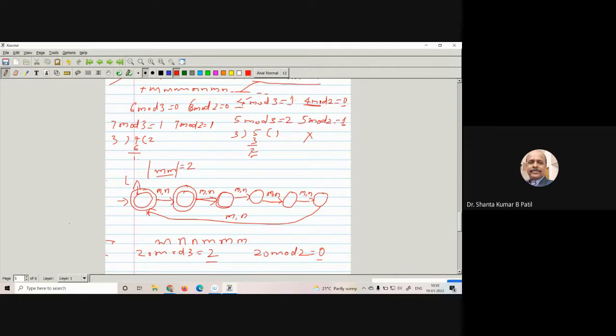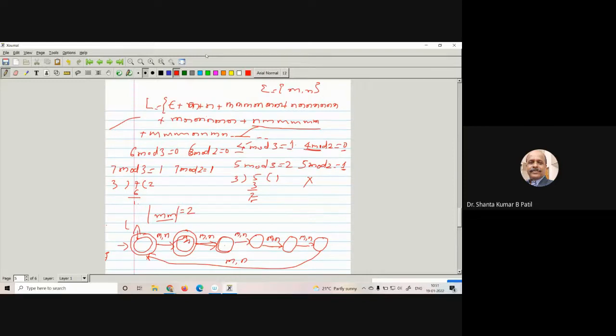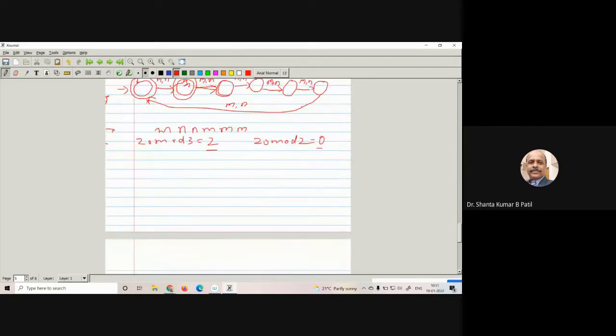18 will come to this state, 19 to this one, and the 20th again goes to the non-final state. Non-final state, so it is not accepting. It is accepting only the condition which is fulfilled by mod 3 and mod 2.